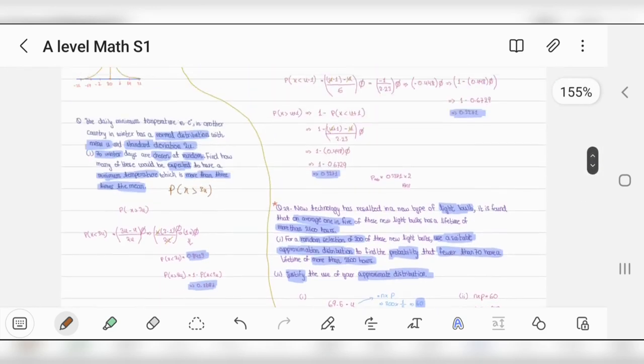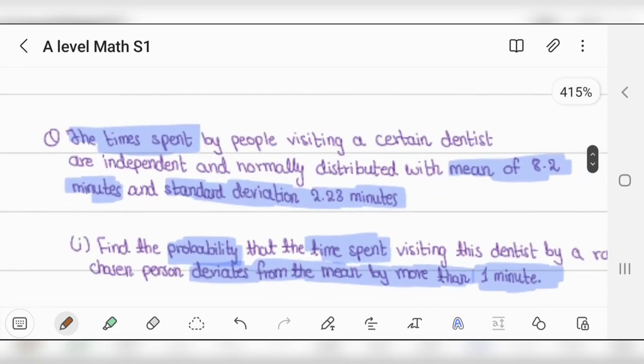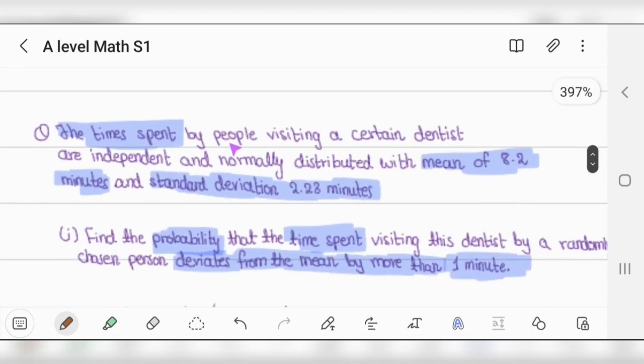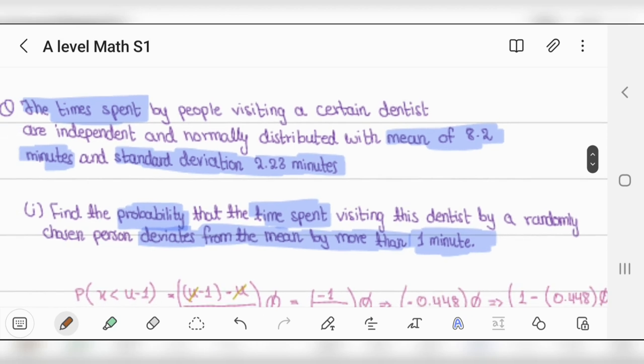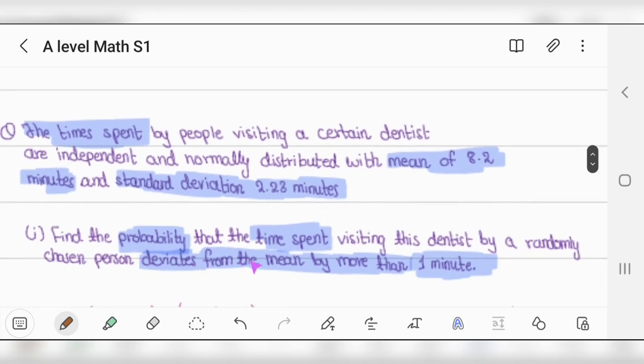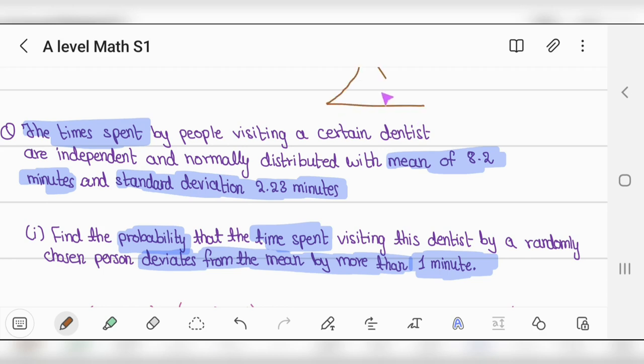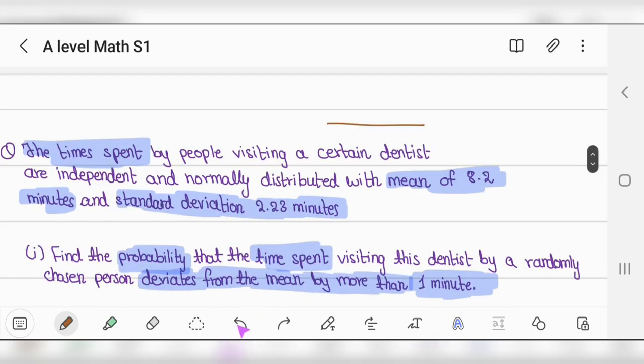Okay, let's move on. We have another question. The times spent by people visiting a certain dentist are independent and normally distributed with a given mean and standard deviation. Find the probability that the time spent with the dentist by a randomly chosen person deviates from the mean by more than 1 minute. So the question is asking us to find the probability of this.